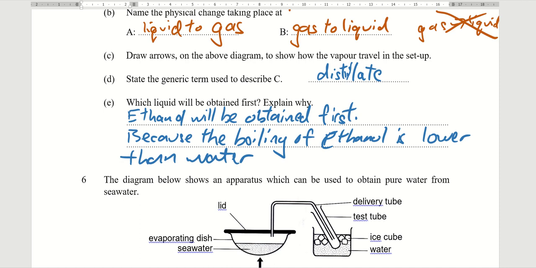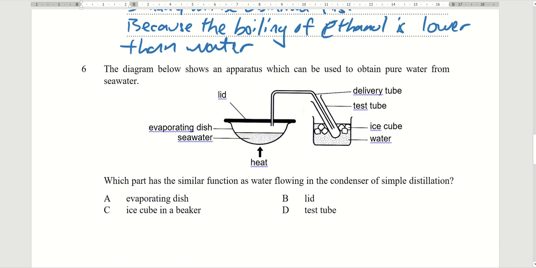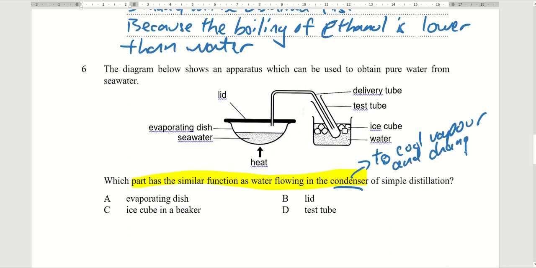Okay, next, question 6. Which part has the similar function as the water flowing in the condenser? Basically, which part actually simulates the condenser? You need to know that the objective of the condenser is to cool vapor and change it to liquid. So the key idea is actually to cool.